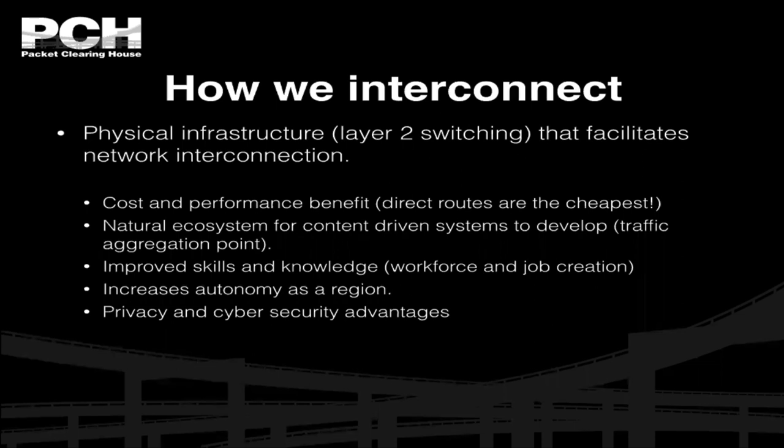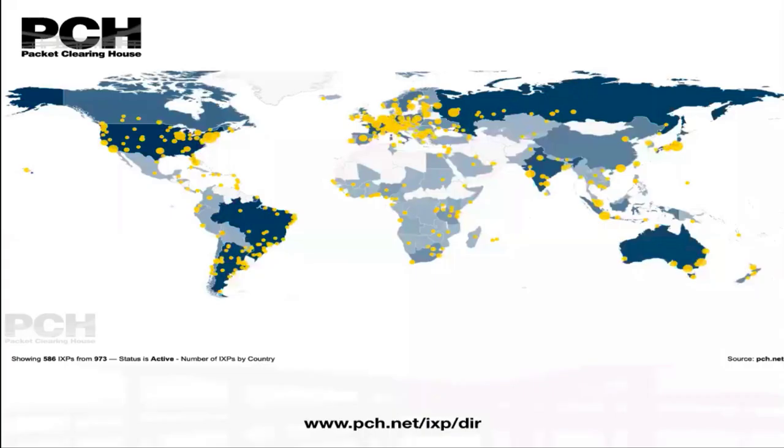And those internet exchange points serve various needs for us. Of course, they provide the mechanism for us to interconnect. Ethernet is the cheapest form of interconnection that we know of today. They form a natural ecosystem, a natural attraction point where large content operators can start to deploy internet infrastructure, particularly if they're out of your region and looking to break into your region. Internet exchange points increase autonomy and privacy, and we'll talk a little more about this as we move on.